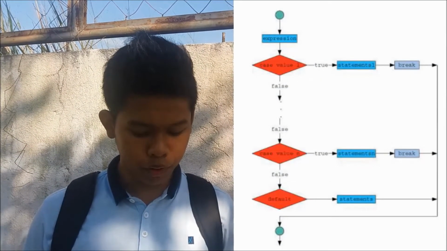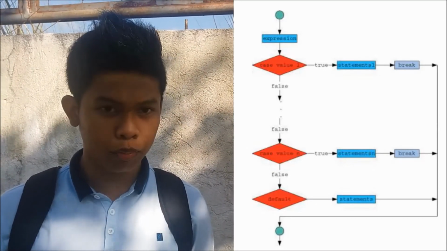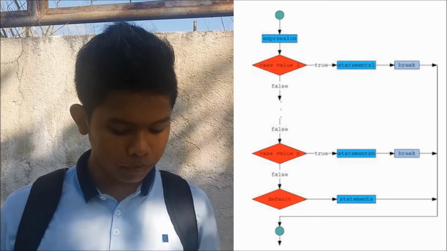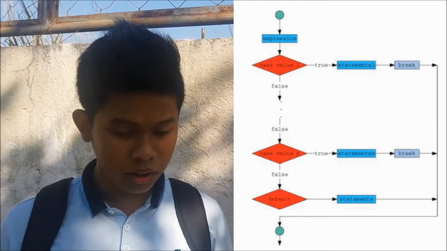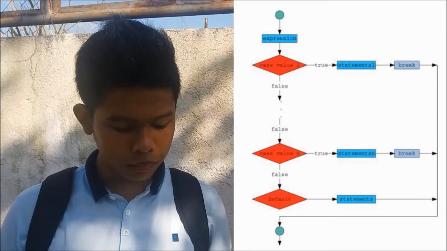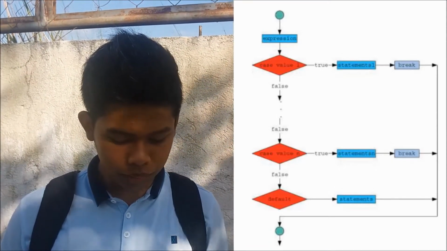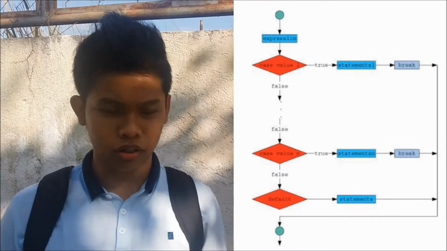Terminal, or the starting point of the flowchart. Next is the expression or the process of the program. Then there is the first decision statement. If case 1 is true, it will execute statement number 1. Then break to terminate the program, then it quickly goes to the ending point.